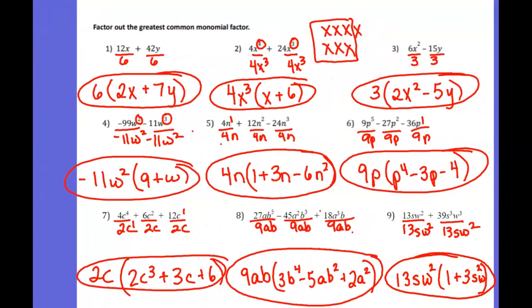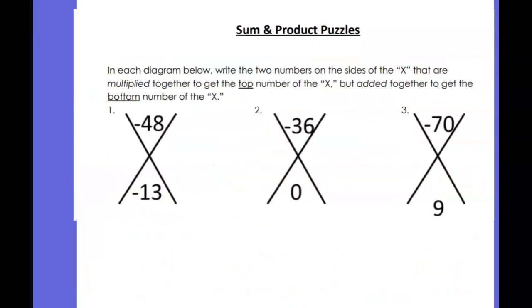All right, so now we're going to kind of shift a little bit. We're going to talk about these little puzzles, okay? And these puzzles are going to come in handy when we start factoring. It's getting your brain to kind of think about the numbers. It says in each diagram below, write the two numbers on the sides of the X that are multiplied together to get the top number. So you multiply them, you get the top number, you add them, you get the bottom number.